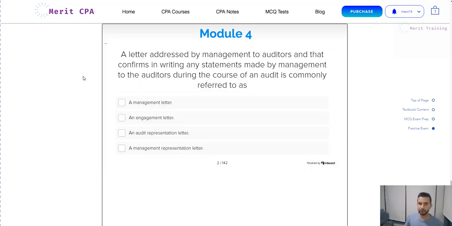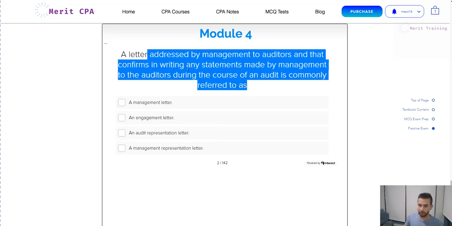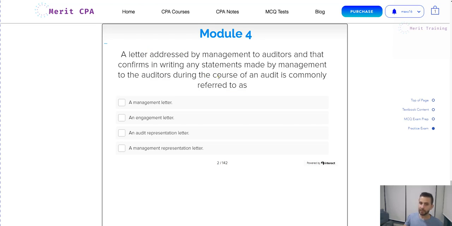Okay, question 2. A letter addressed by management to auditors and that confirms in writing any statements made by management to the auditors during the course of an audit is commonly referred to as A, a management letter, B, an engagement letter, C, an audit representation letter, or D, a management representation letter. So this is a question which we kind of touched on in the last video as well. Now hopefully you know from the core content what the answer is already. This will save you some time. Instead of having to refer to the notes, you can quickly click on the answer, which hopefully you know is this one, a management representation letter.